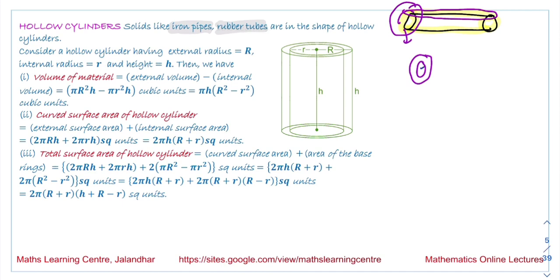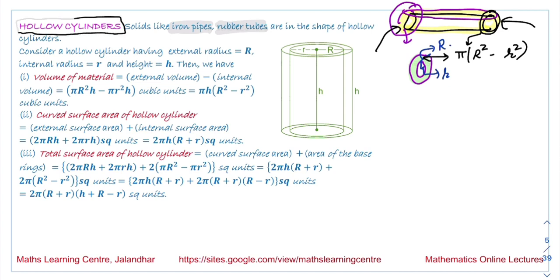Suppose its inner radius is small r, and the outer radius is capital R. If we want to calculate the area of this portion, that will be pi times (capital R squared minus small r squared). How many such portions will there be? There are two portions, on this side of the pipe and on this side of the pipe. Or, in place of a pipe, in general we are talking about a hollow cylinder.